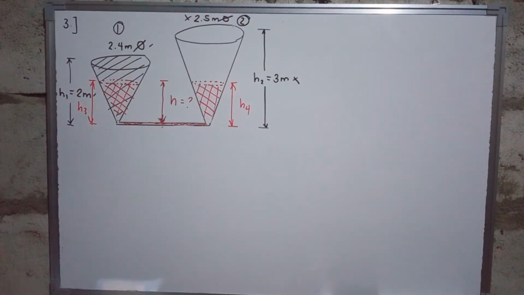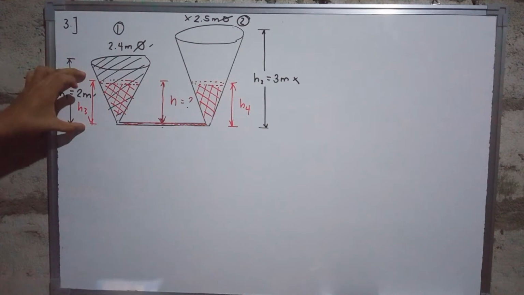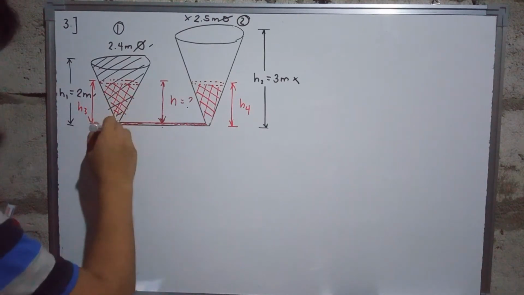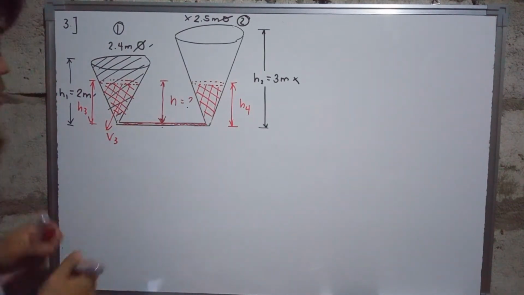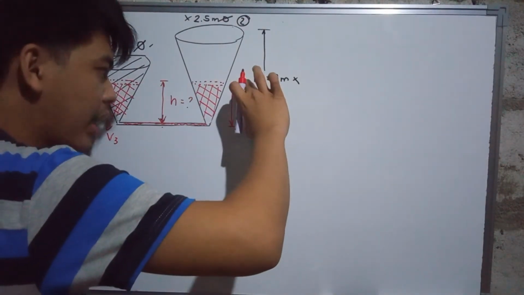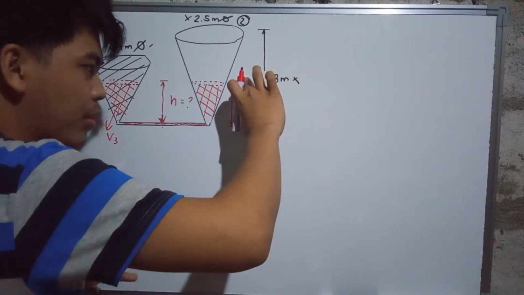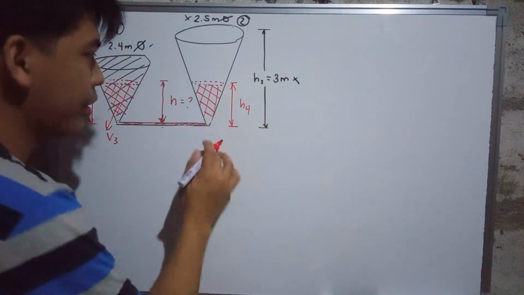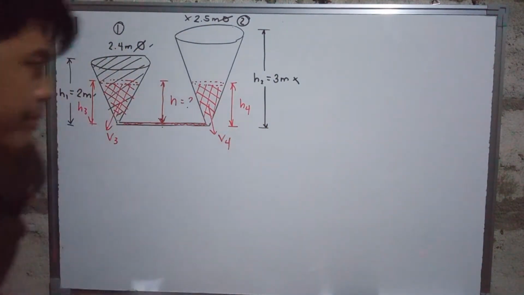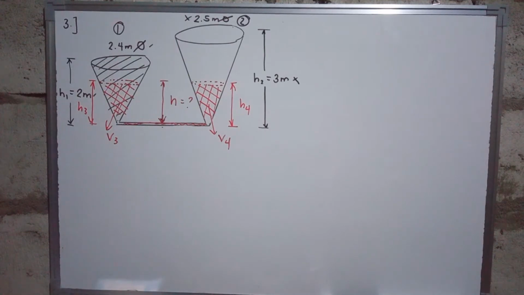So, let's say that etong bagong height ng cone 1 natin is h sub 3, having a volume of v sub 3. Tapos, dito sa kabilang cone natin, the new height of the water in the empty cone is now h sub 4. Tapos, yung volume niyan is v sub 4. So, yung hahanapin natin dito is the value of h.